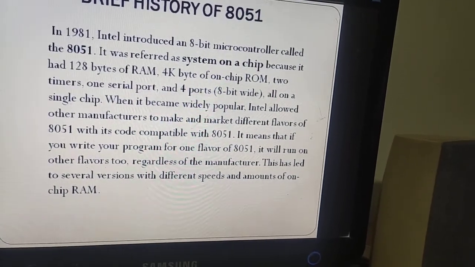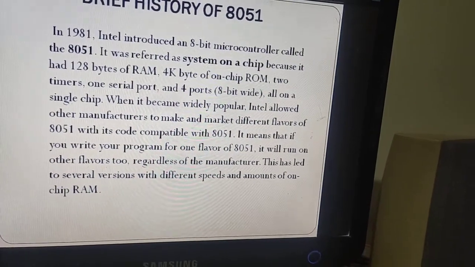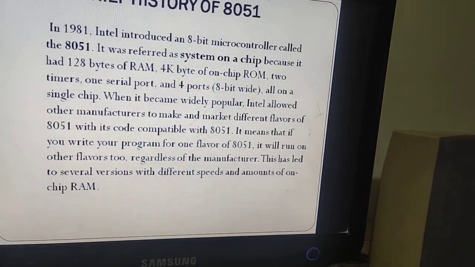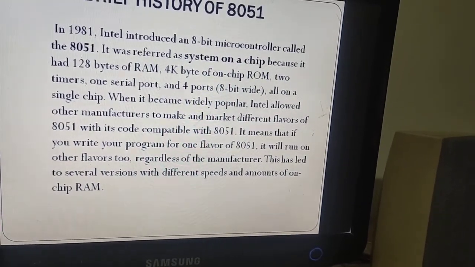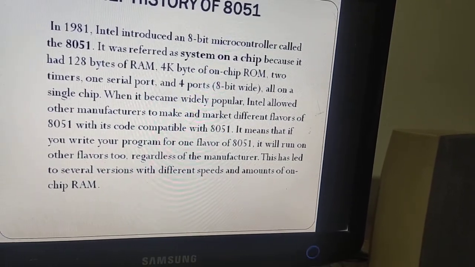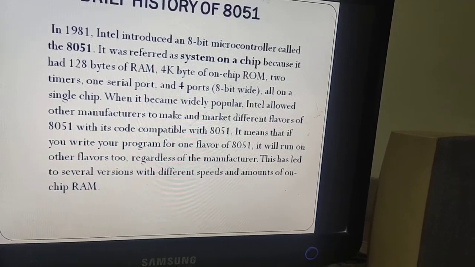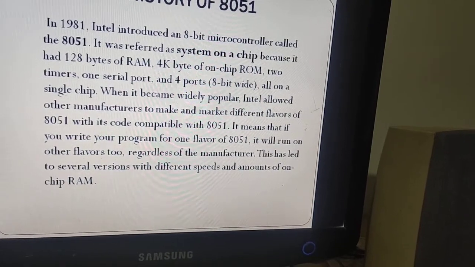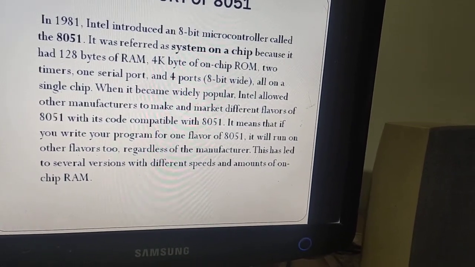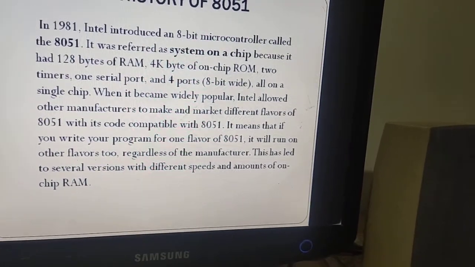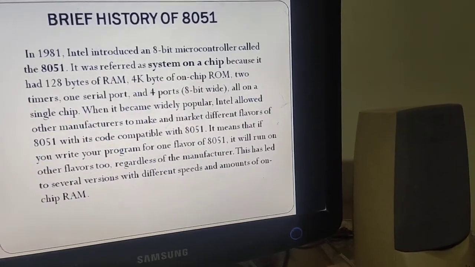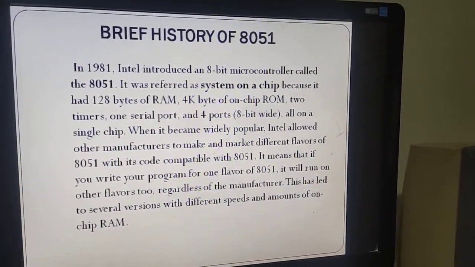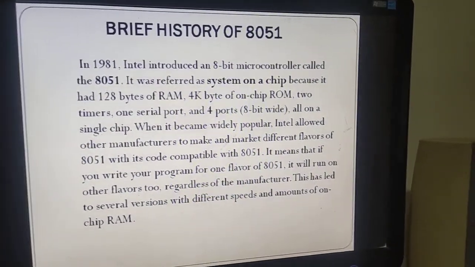Like Intel, many companies also started manufacturing different flavors or variants of 8051 with code compatible with 8051. What it means is that if you write a program meant for 8051 for one particular vendor, the same program will work for another vendor also. So this leads to different versions with different speeds and amounts of on-chip RAM, because they will be developed for different kinds of systems. Different systems will have different data handling capability. That is why we are going to have different variants or versions of 8051.